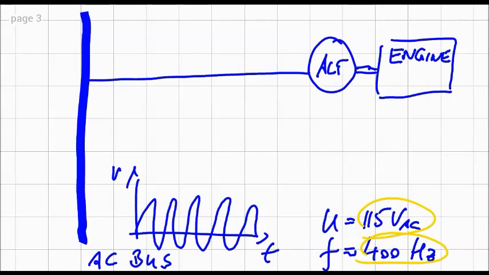Now when I drive this alternator, I produce an electrical current inside, and I can feed that electricity to my bus. Now my problem is the engine doesn't run on constant RPM. We have variable RPM here.